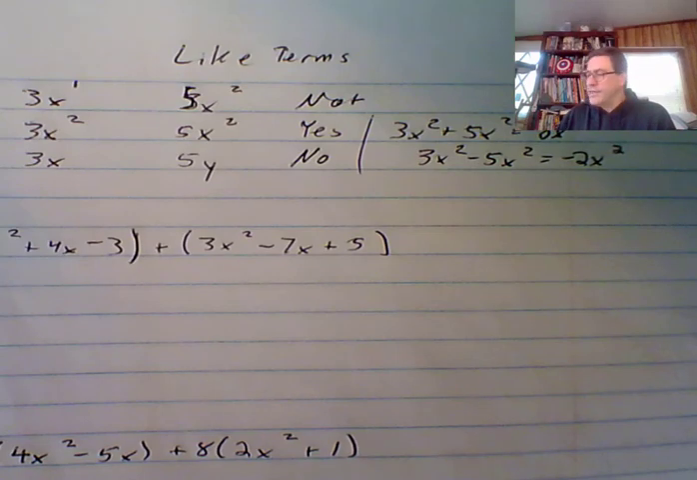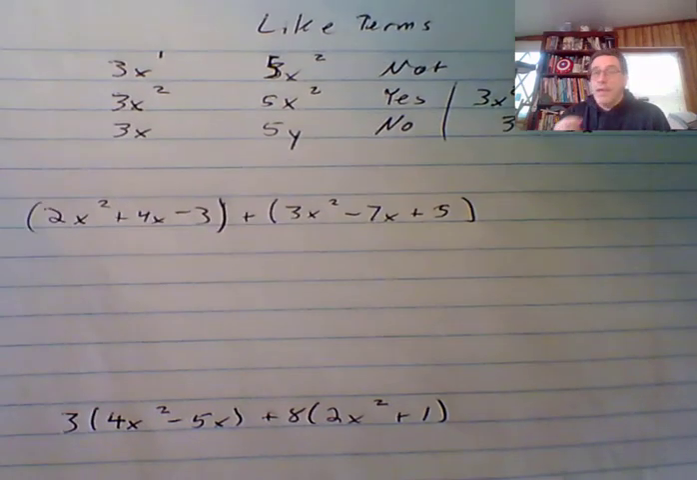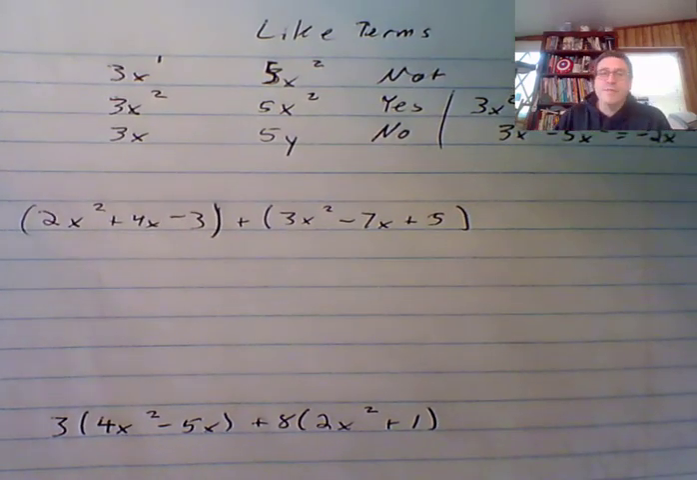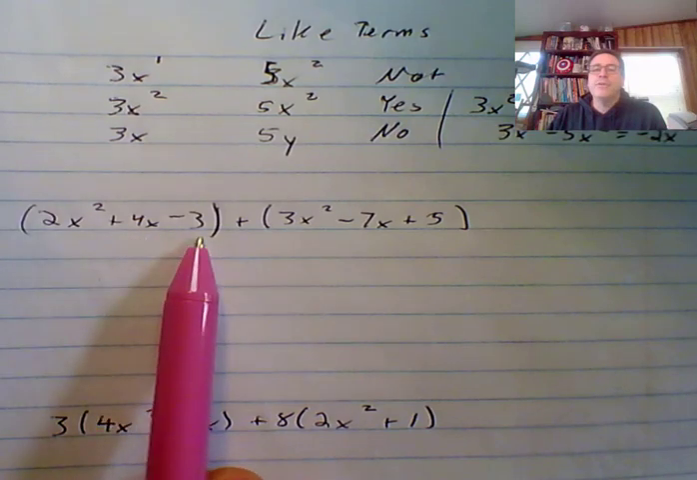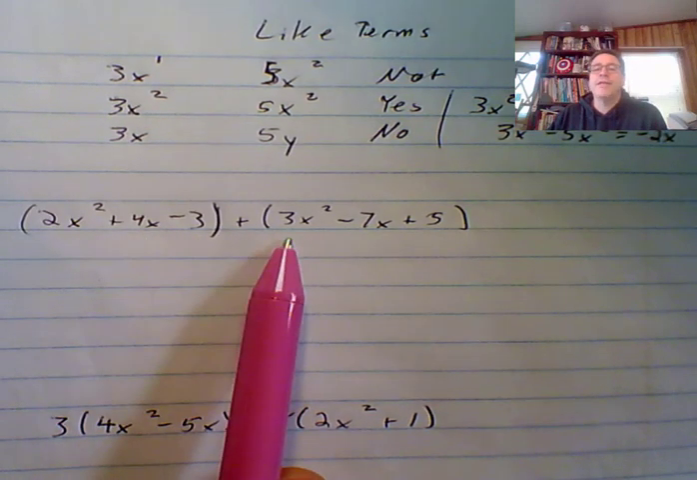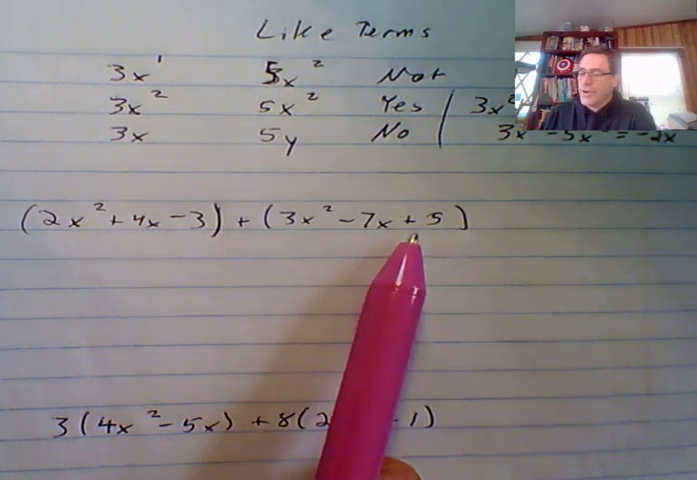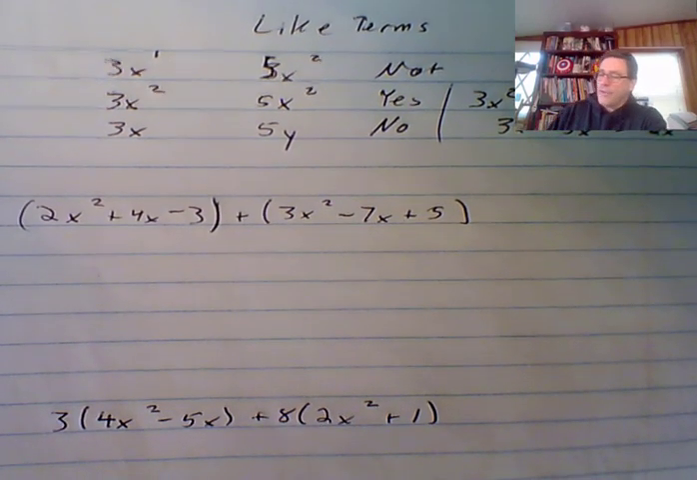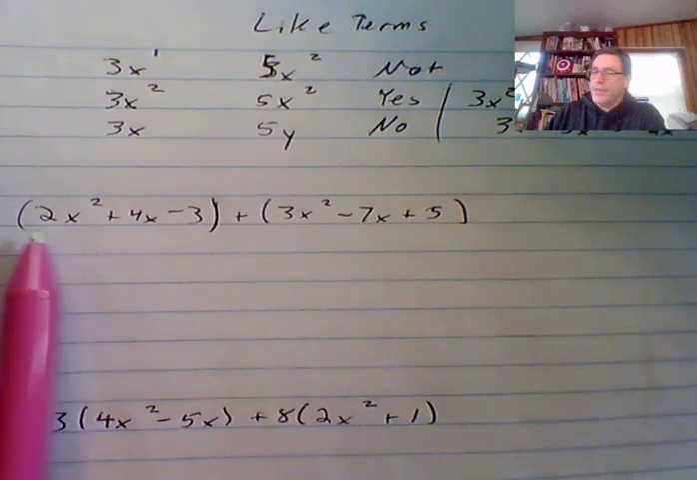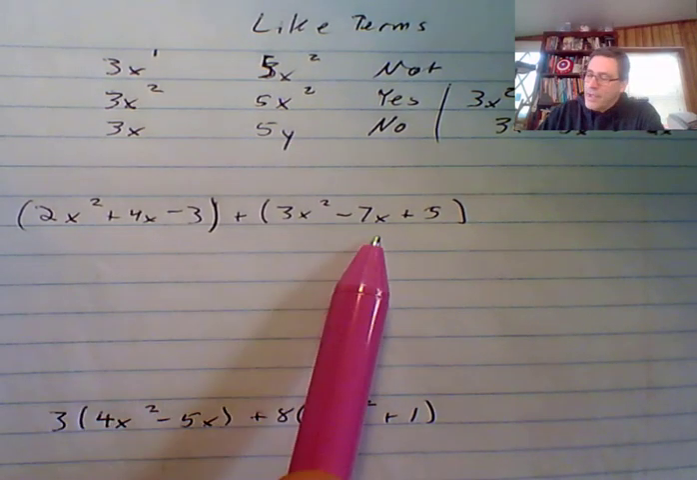All right, so let's get into a few examples so we can get a better understanding of how we add and subtract like terms. And right now I've got 2x to the second plus 4x minus 3 added to 3x to the second minus 7x plus 5. All right, and the way I like to do this is if there are parentheses here, show me that this is one polynomial and this is the other one.